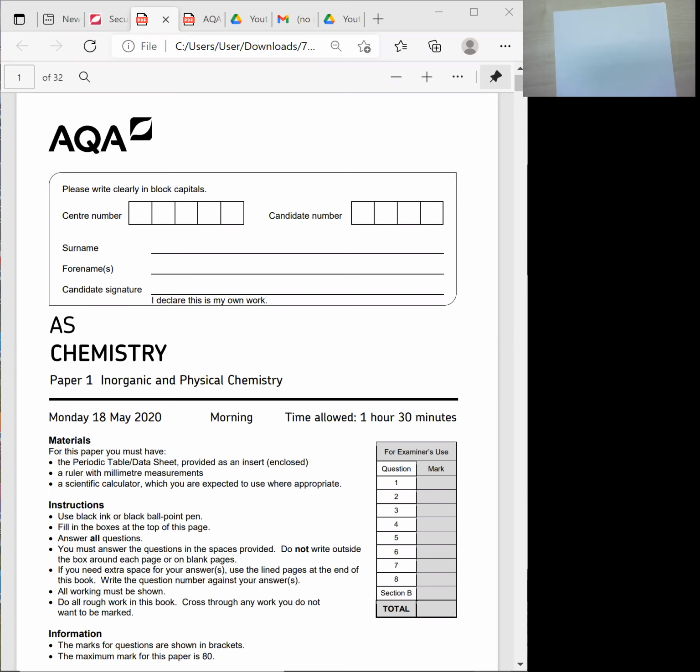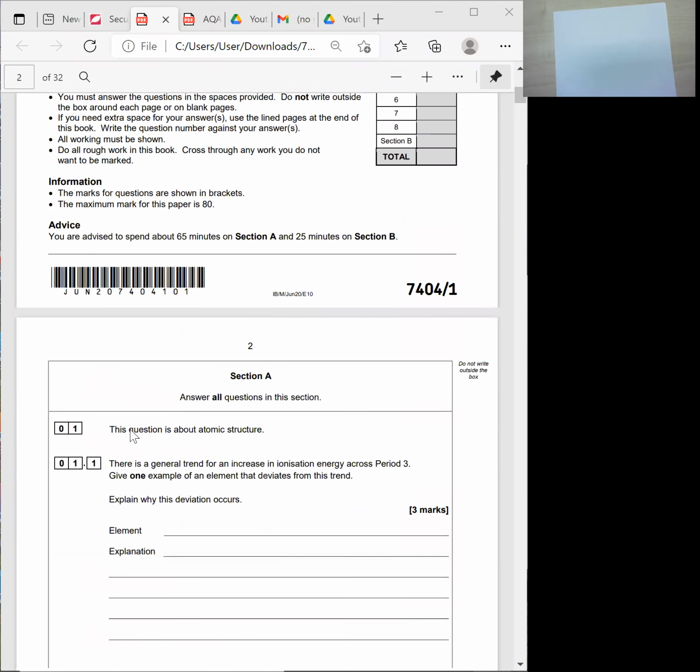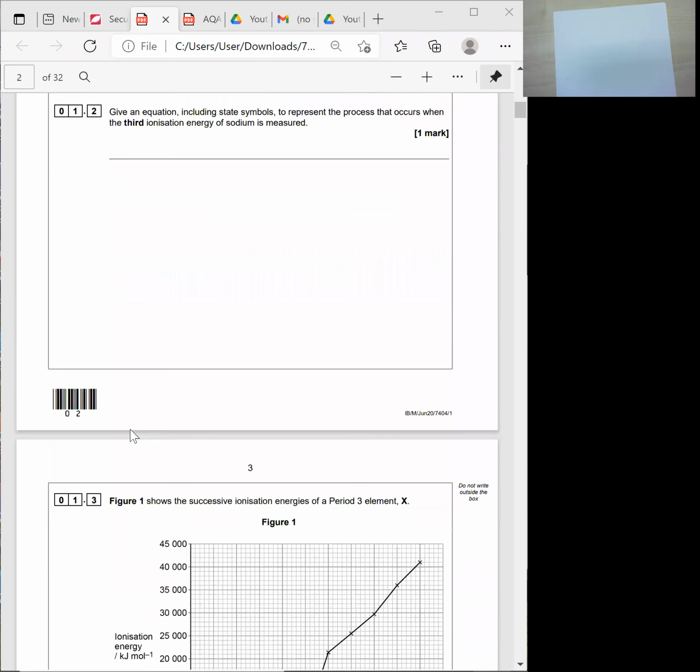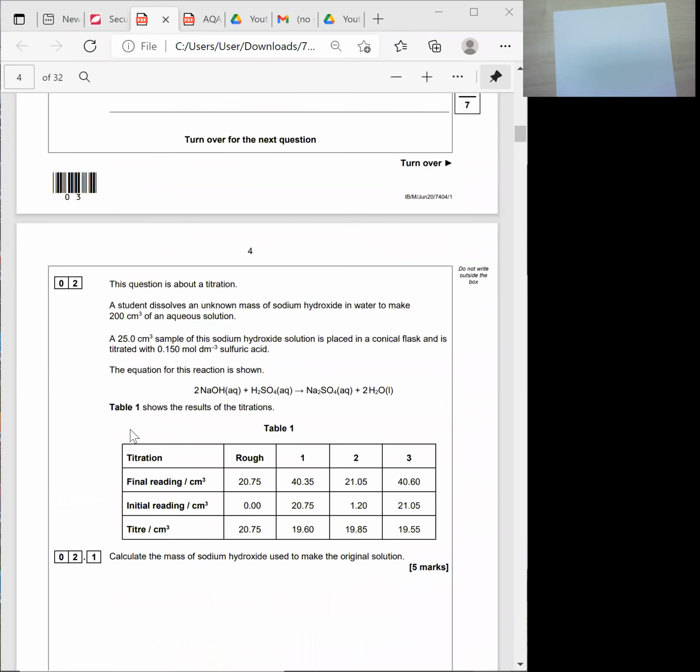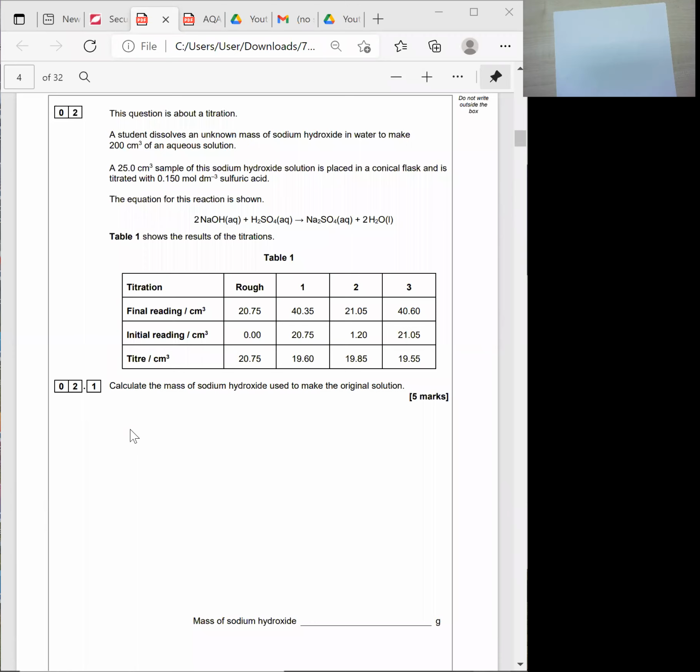I'm actually going to go through the second question in the May 2020 paper, which is quite a difficult question. It's a 5-mark back titration question. As you can see, I'll be using the latest paper for this. I've done question 1 in a separate video, and I'm going to take this to question 2 now.